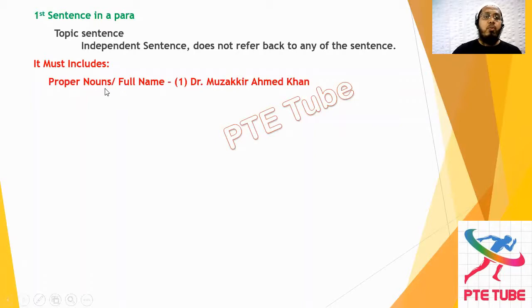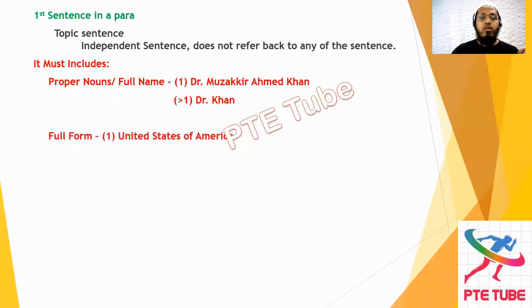Now, it must include proper nouns, full names. Example, I'll just take example of my own name, Dr. Muzakir Ahmad Khan. Okay, I have a sentence with Dr. Muzakir Ahmad Khan, and my name mentioned, or any other name for that matter. And in another sentence, a partial name is mentioned. Okay, I have the same name mentioned in two sentences. So among those two, how will you figure out that this one is the independent one? The sentence that includes the complete name or full name is considered as an independent sentence.